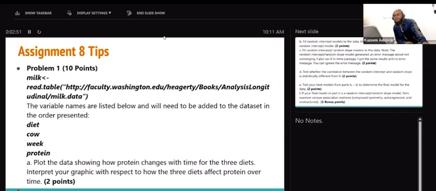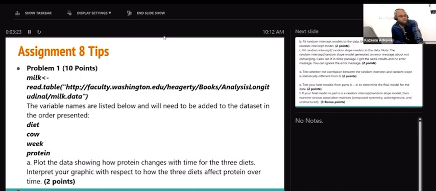The data set you're going to load for assignment 8 is what I'm showing now. It's a data on MEEC, and this is an online data. The moment you copy that into R, you do attach MEEC, and of course, you're going to have access to that particular data. The variables in the data actually include diet, cow, weight, and protein.